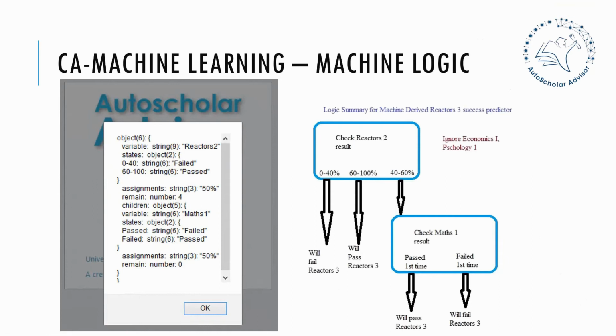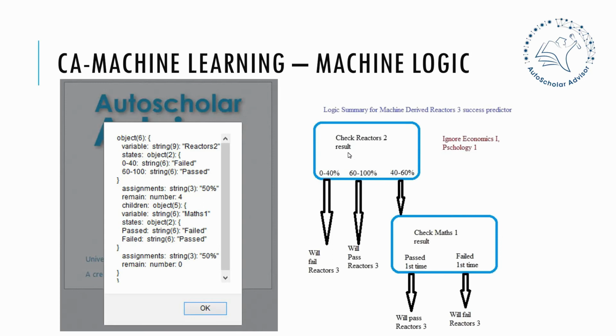According to this model, the best predictor of the Reactors 3 course is Reactors 2. If you have marks in this low range, you'll likely fail. If you have marks in this high range, you'll likely pass. And if you have marks in this middle range, it's not enough to look at just Reactors 2. You then also have to check your maths marks. And if you had passed first time, you'll likely pass, and if you failed first time, you'll likely fail.